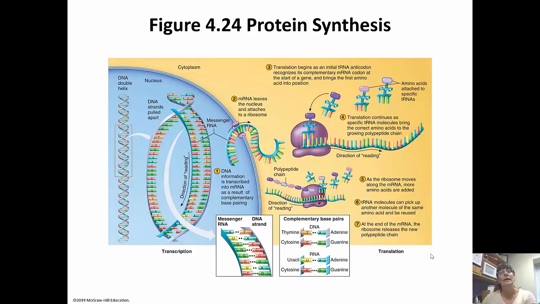And then translation happens in the cytoplasm when the messenger RNA leaves the nucleus through a nuclear pore and binds to the ribosome. Then the ribosome will translate that messenger RNA into a protein. So it's reading it in a nutshell. It reads every 3 bases, which is called a codon, and then transfer RNA, which is another type of RNA, will bring the correct amino acid to the ribosome.